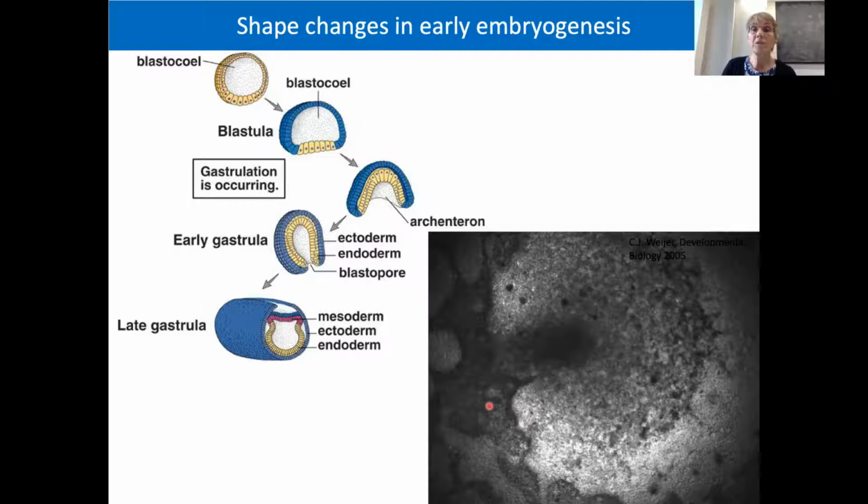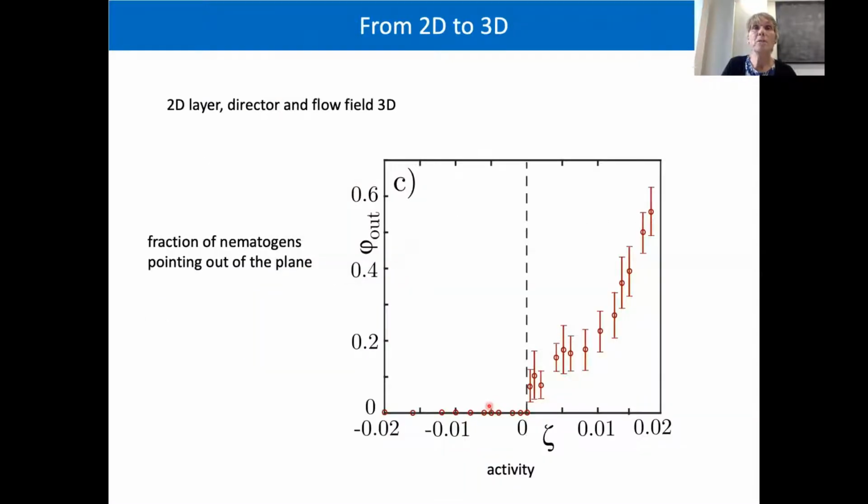But the first question we asked is, okay, let's have a layer of active material, which is fixed in a layer. So in space, it stays 2-dimensional. And let's ask, if we allow the director field to point out of the plane and we allow flow out of the plane, what happens? So director field and flow can be 3-dimensional, but all the nematogens are fixed. The plane itself, the simulation plane, is fixed as 2-dimensional. And this is what happens.